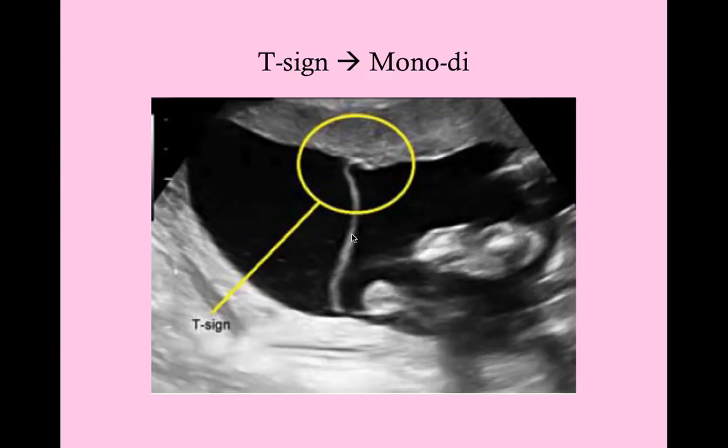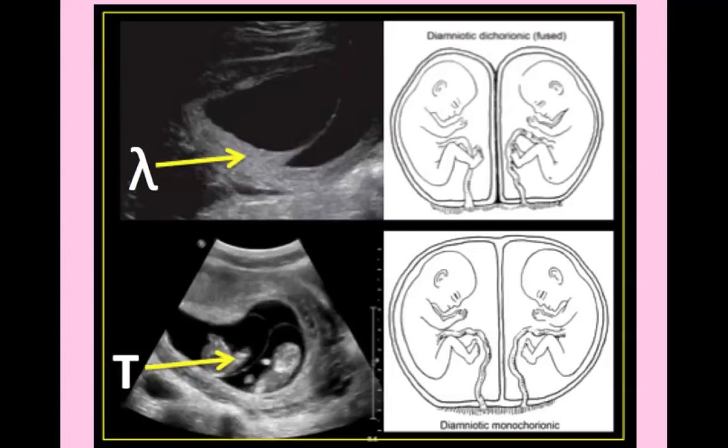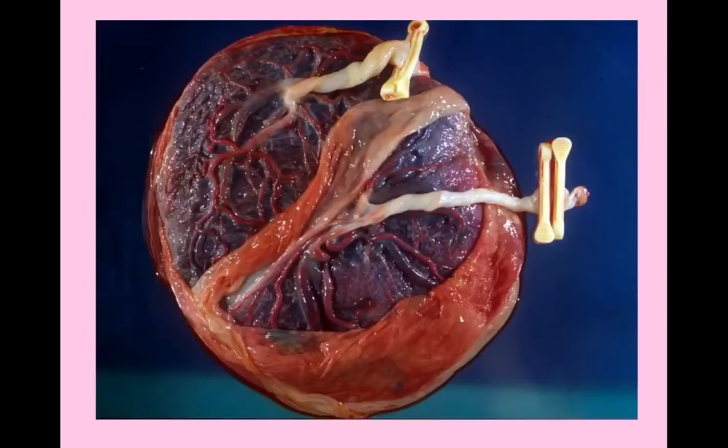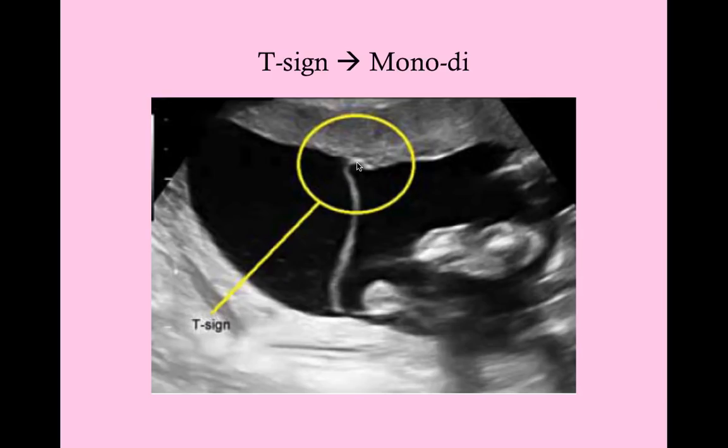So this is the T sign. Okay. So T sign right here. So if you look back here, here is your T sign here. And here is your T sign here. So you have your intertwin membrane and then the placenta. So we know that we have two separate amniotic sacs because we have an intertwin membrane, but we don't see the twin peak, and so this is probably a shared placenta.